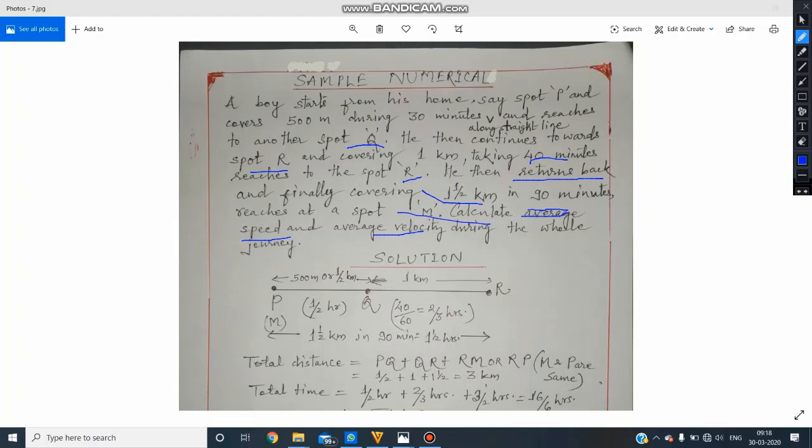Now the whole question can be described in this diagram. He is starting from spot P, continuing till spot Q covering 500 meter, meaning half kilometer, time is 30 minutes, meaning half an hour. He then continues from Q to R which is 1 kilometer, taking 40 minutes, meaning 2 by 3 hours. He is then returning back from R. He covers 1.5 kilometer, which is this 1.5. He is back at P, which is mentioned here as M spot. That is, P and M are the common spots that you have to identify.